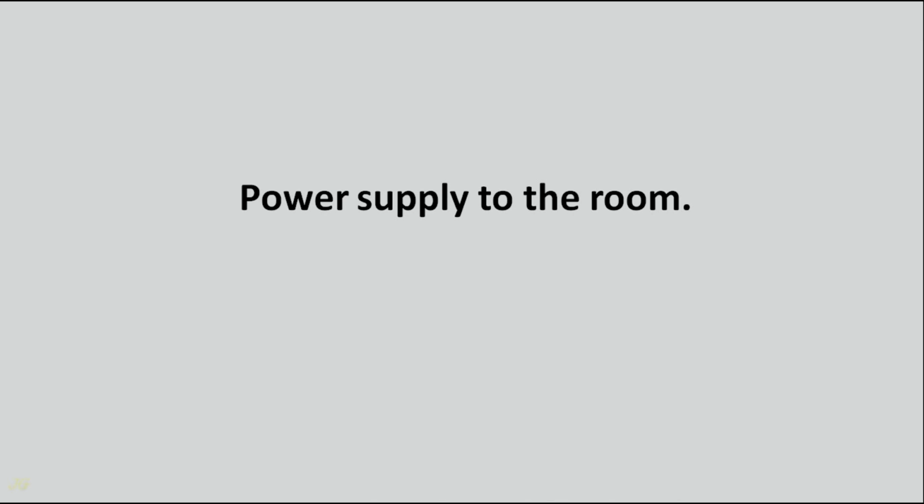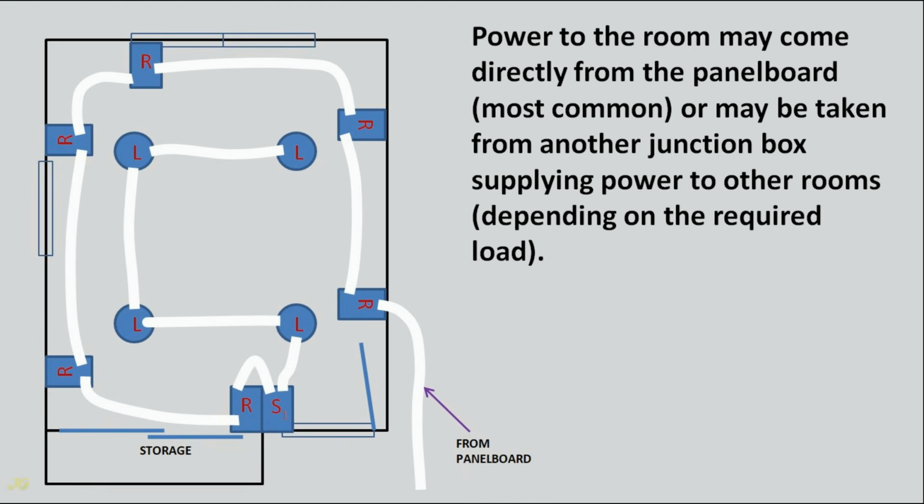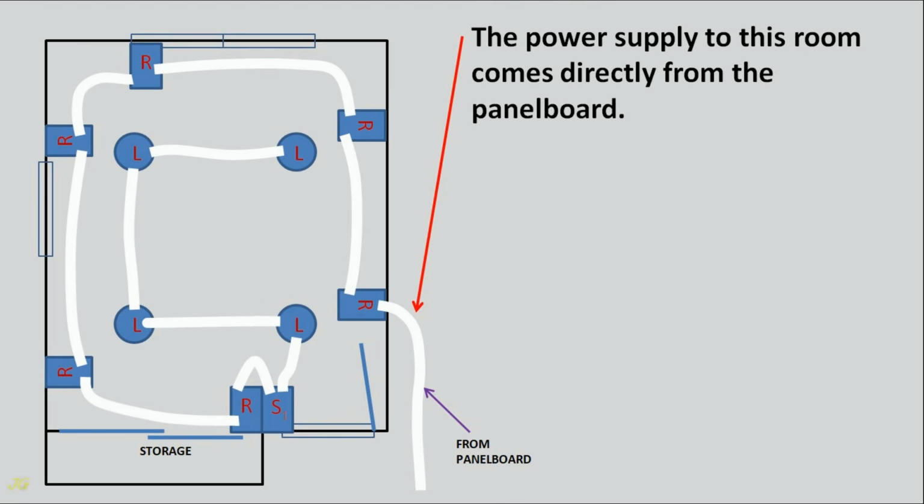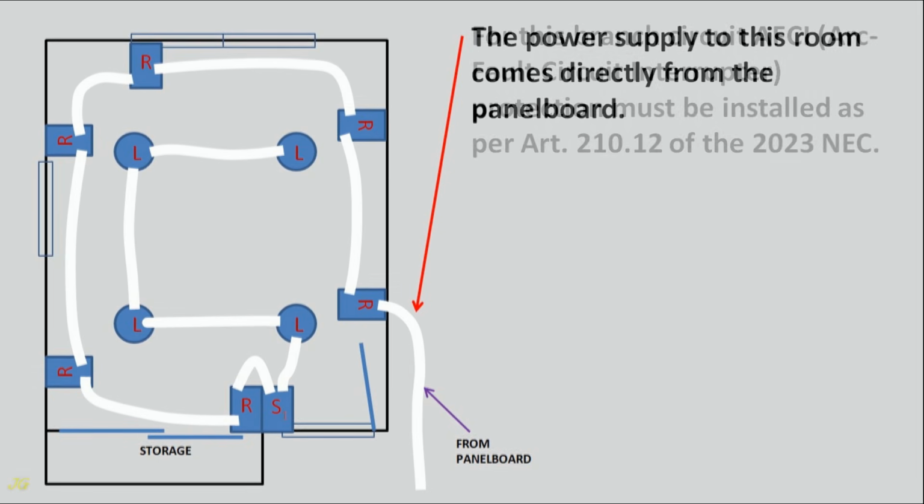Power supply to the room. Power to the room may come directly from the panel board, most common, or may be taken from another junction box supplying power to other rooms, depending on the required load. The power supply to this room comes directly from the panel board.